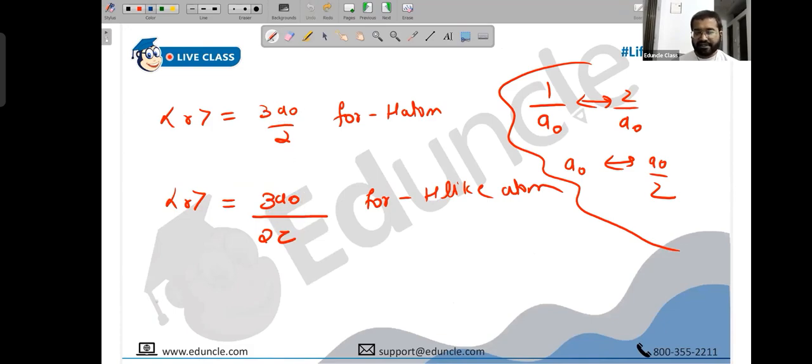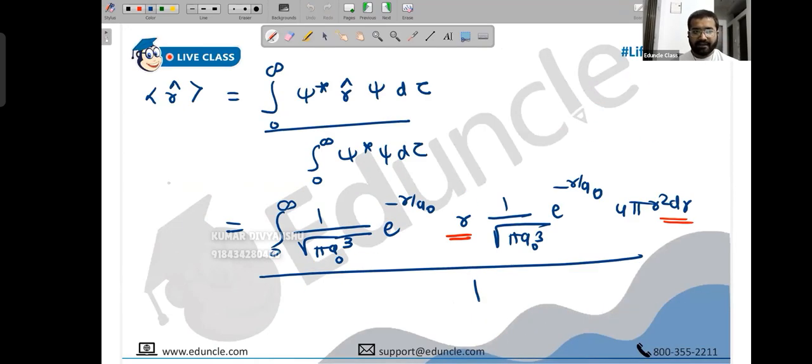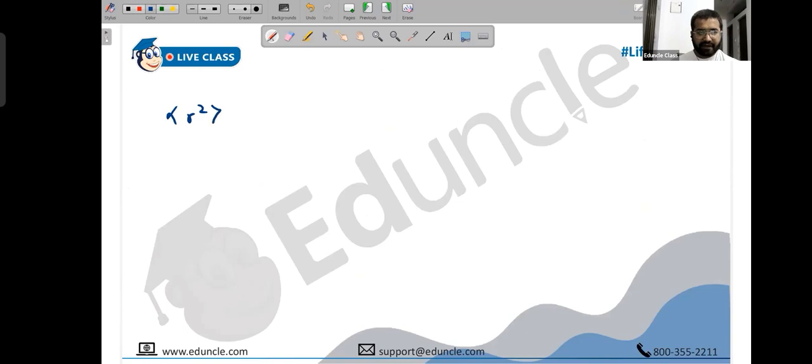One question which you will solve for your practice: I have calculated for R now. I want you to calculate for R square. What will be the change? Here we will have R square. The average value of R square for hydrogen atom is just 3 a naught square.